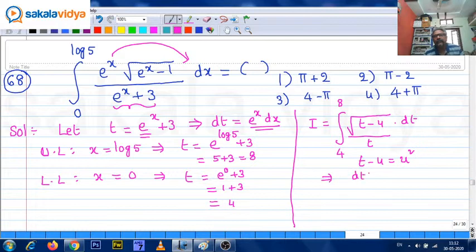This dt is equal to 2u du. Now this becomes very lengthy. Integral 4 to 8, write u upon u square plus 4, dt is 2u du.